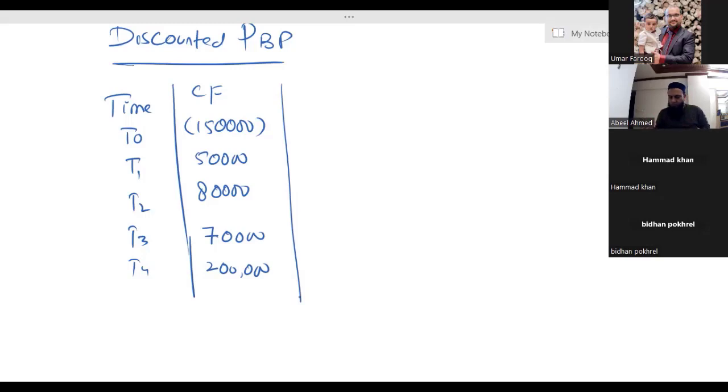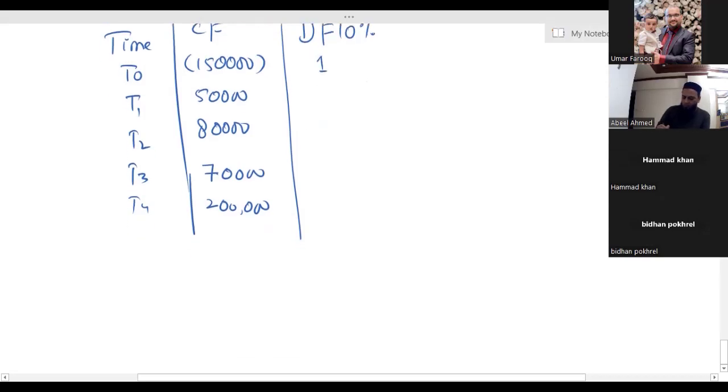Can we not use the NPV Excel formula for discounted payback period? Actually, there's no shortcut for the payback on Excel, which is not available. Look at this discount factor. Let's say the discount rate is 10%. So how do we calculate the discount factor of each year? One student was asking also.